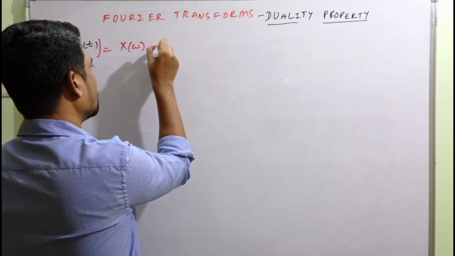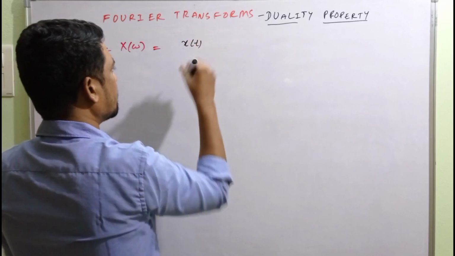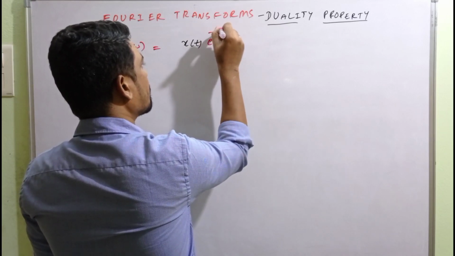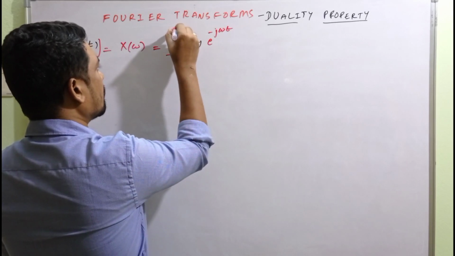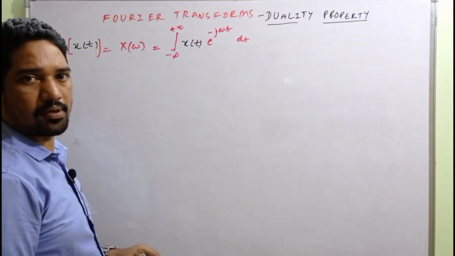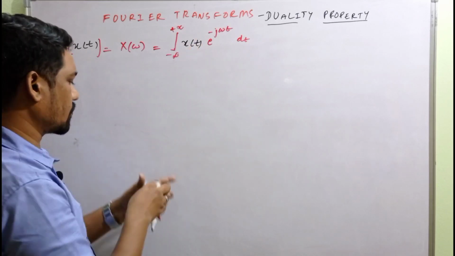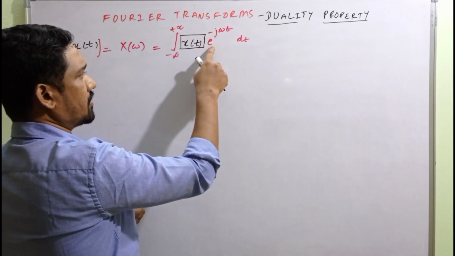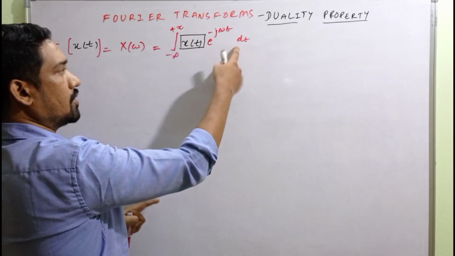Which is equal to, how to evaluate this one? The given signal x of t is multiplied with e raised to minus j omega t and integrated from minus infinity to plus infinity with respect to t. Guys, this is the procedure. The actual process starts from this one. Whatever the given signal, when it's multiplied with e raised to minus j omega t and integrated from minus infinity to plus infinity with respect to t, that's the conversion.